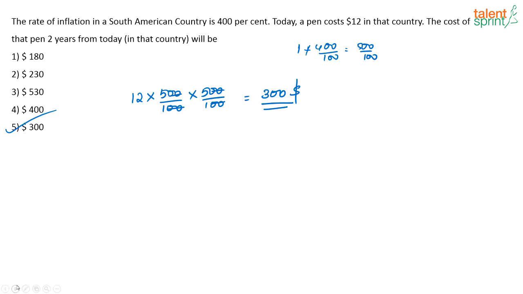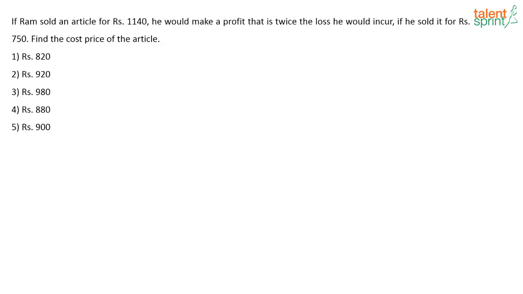Yes. Next, moving on. If Ram sold an article for rupees 1140, he would make a profit that is twice the loss he would incur if he sold it for rupees 750. Find the cost price of the article. Ram sold an article for rupees 1140. He would make a profit that is twice the loss he would incur if he had sold it for rupees 750. So how will you solve this?